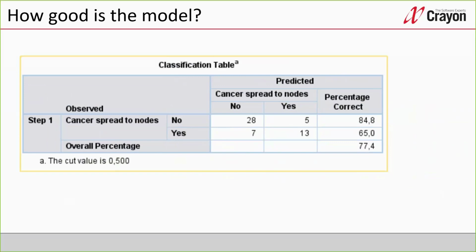How good is the model? That's something that you see in this classification table. This number should be as high as possible. The best is, of course, if it's 100%, but this is really good, 77%.